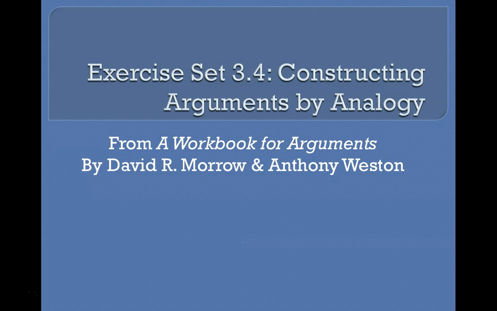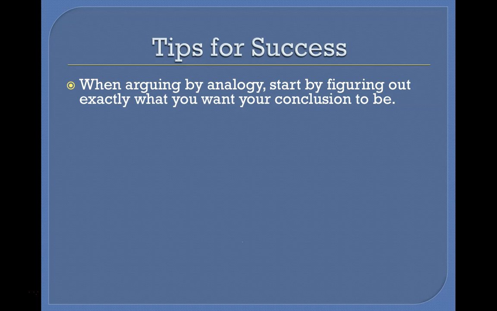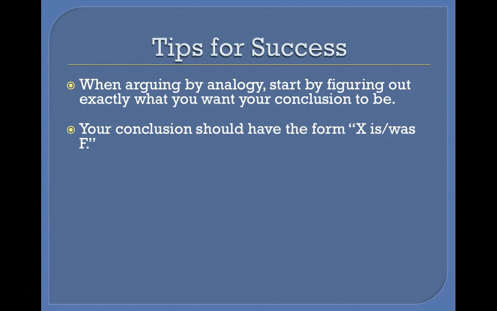Exercise set 3.4, Constructing Arguments by Analogy, from a Workbook for Arguments by Morrow and Weston. When arguing by analogy, start by figuring out exactly what you want your conclusion to be. Your conclusion should have the form X is or was F.